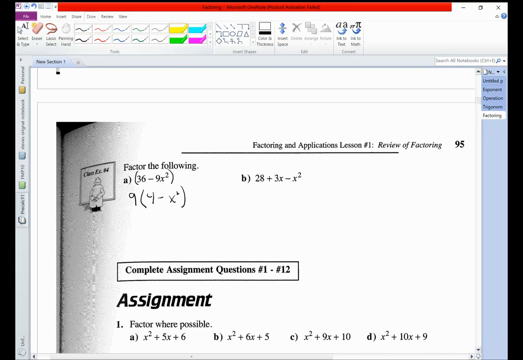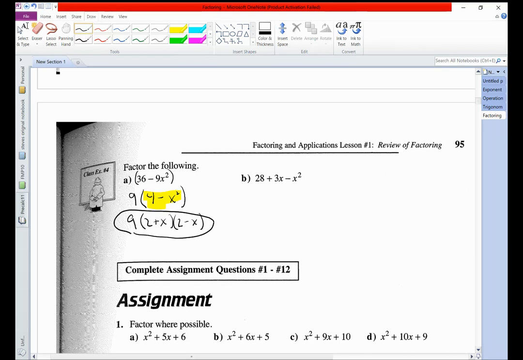Now, I go down the list. I have a binomial, so I need to check. So this is my binomial right here. I need to check for a difference of squares. Is 4 a perfect square? Yes. Is it a difference? Yes, it's a subtraction. Is x squared a perfect square? Yes, it is. So I can now split this into two terms where I have 2 plus x, 2 minus x. And that is my final answer.